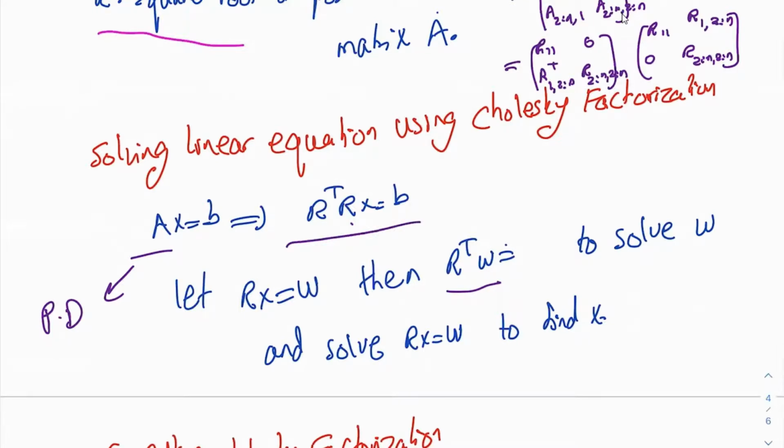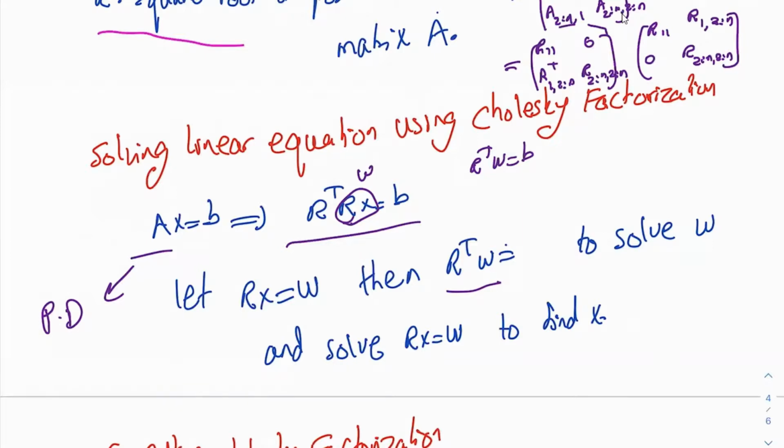First, let Rx, this term, be equal to w, right? In that case, we are going to solve R transpose times w equal to b. But this is very easy to solve for w because R itself is an upper triangular matrix. Therefore, R transpose is a lower triangular matrix. So it's a very easy problem to solve, right? It can be easily solved using back substitution and forward substitution, right?